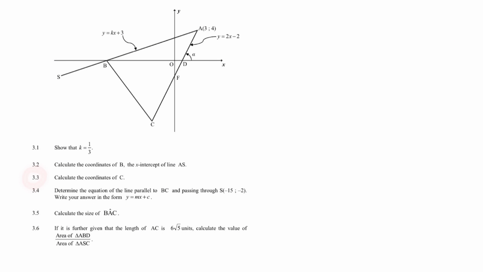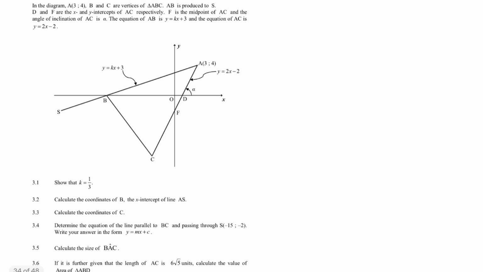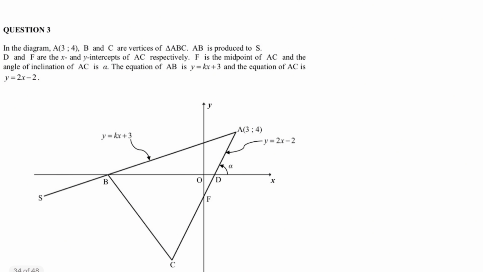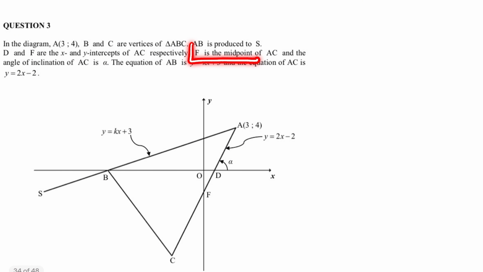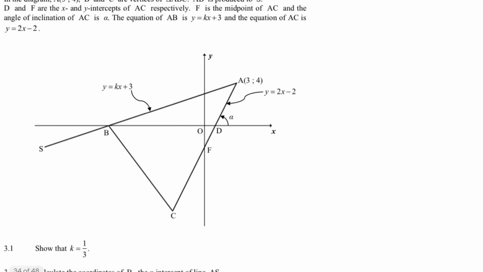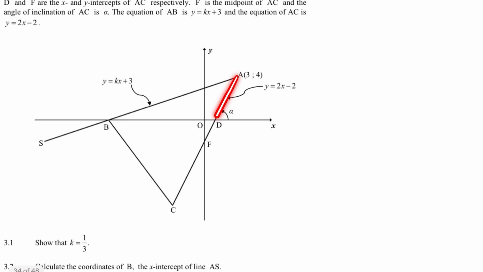3.3. Calculate the coordinates of C. So C is the point here at the bottom of the triangle, and we can see that C is on the line BC and AC. Now this question would be difficult if you miss information on the coordinates of F. So in the paragraph, they said that F is the midpoint of AC. And we also know that F is on the line with the equation y equals 2x minus 2.